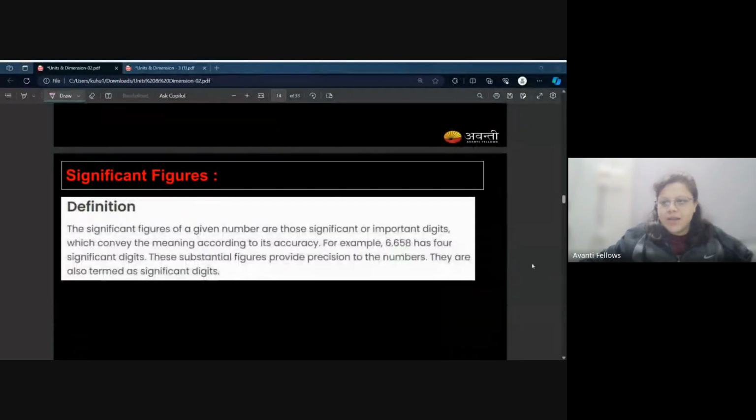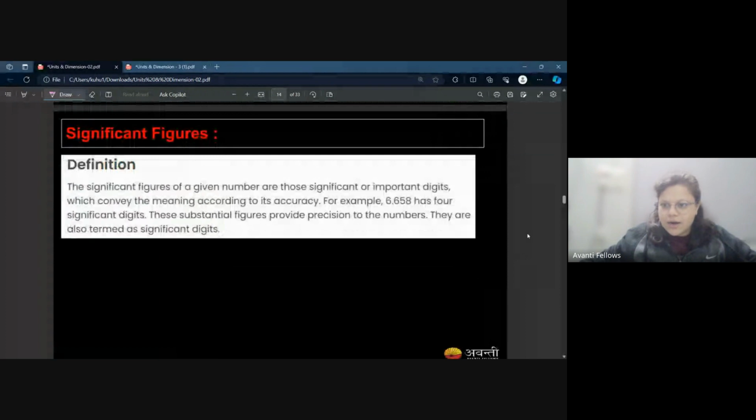So you all are correct, basically. Significant figures are the figures or the number of digits in a given value which we are confident about. This much is okay, this much is fine, this much is correct. That confidence digit is the number of significant figures.